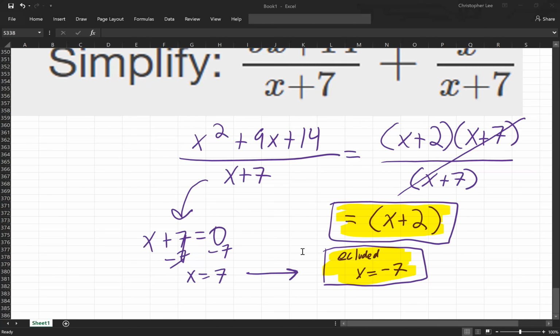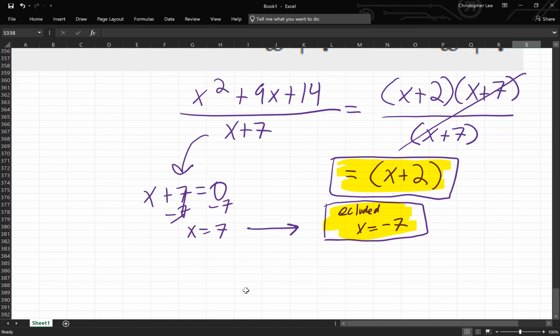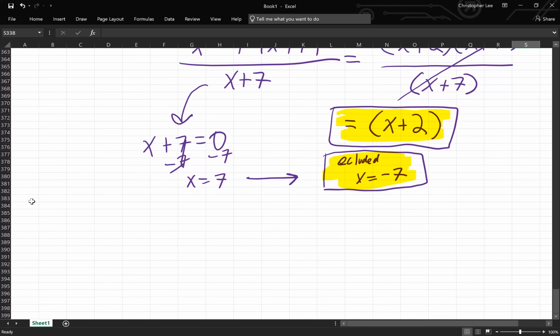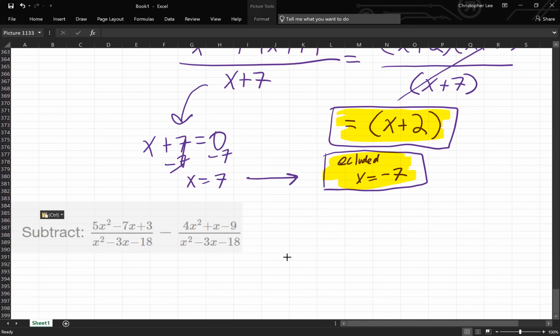All right. And that's it over that. X plus 1 equals 0. Just solve for x. Back to the top and the bottom, and then cross out the like terms. Let's try a little subtraction real quick.